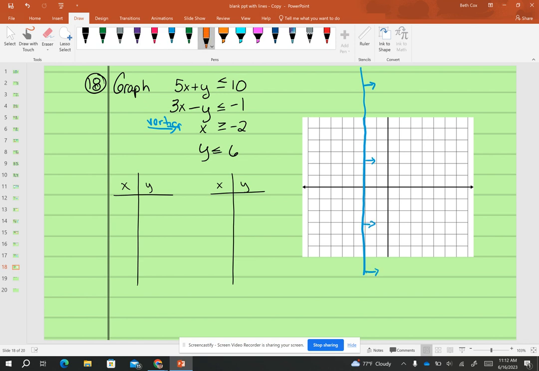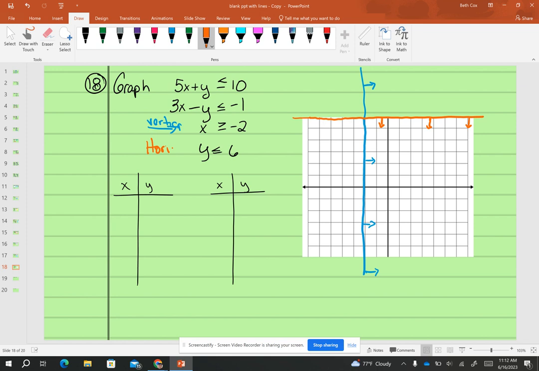Our next specialty line is a horizontal, and it's y equals 6. Y equals 6 is right here at the top. It's horizontal and it's a solid. This one's a less than, so again, less than. So we're looking at this section here.